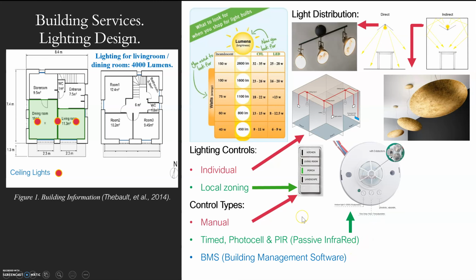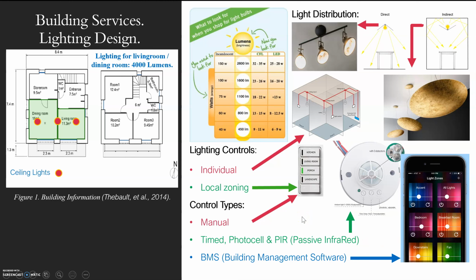Okay, and then your final one is your BMS system, building management software. So this is where you can have your phone, which can have any of these. It can turn them on, it can time them, it can turn on and off your passive infrared. You can have individual switching or zoning switching. You can have anything you like. So this is the latest software development that's been happening with lighting design.